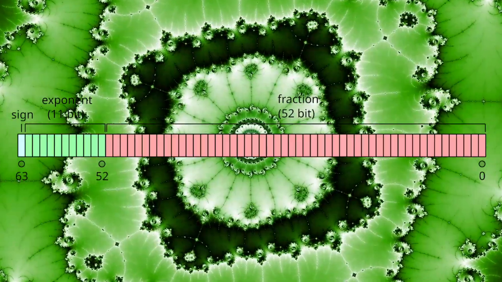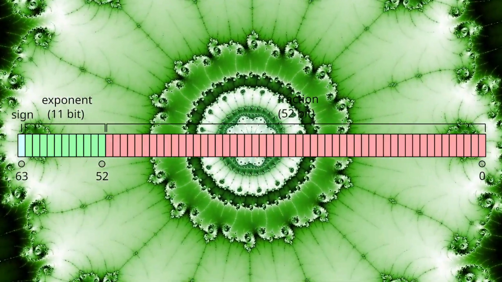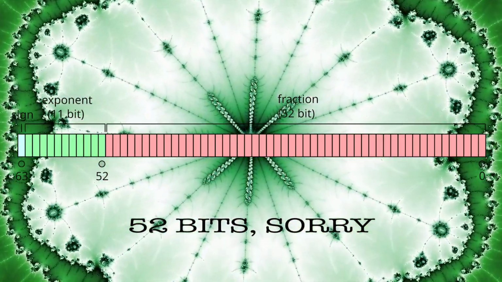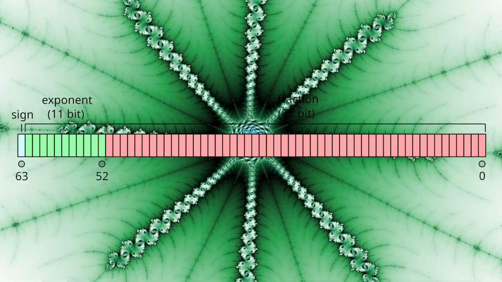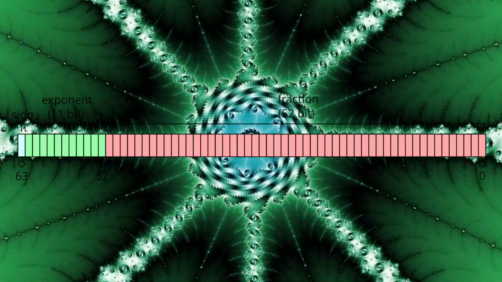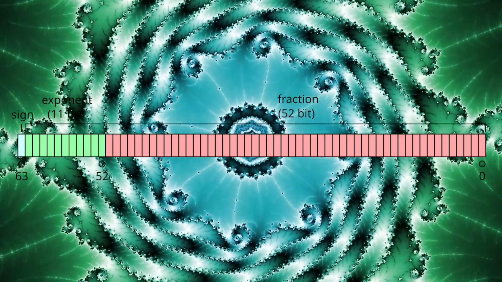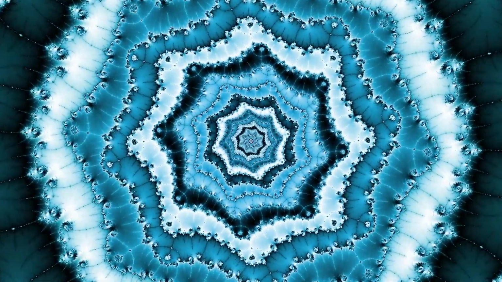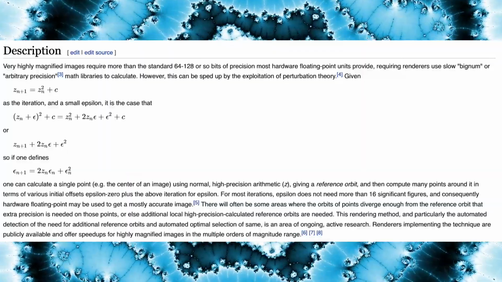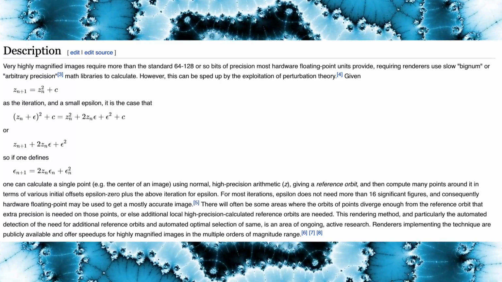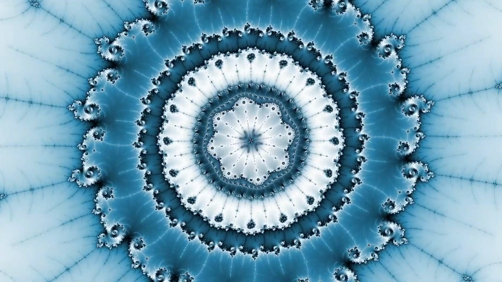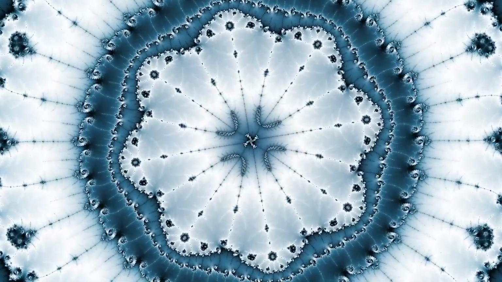But why? Well, you see, although there are only 53 bits of precision in floating point, the exponent can range from 10 to the power of 300 to 10 to the power of negative 300, which is certainly a wide range. Normally, you don't need more than that 16 digits of precision with this small value, which is called epsilon, or the funny E symbol. However, sometimes coordinates can diverge, which means that you need more than 16 digits of precision. In that case, you'll have to create another reference orbit.